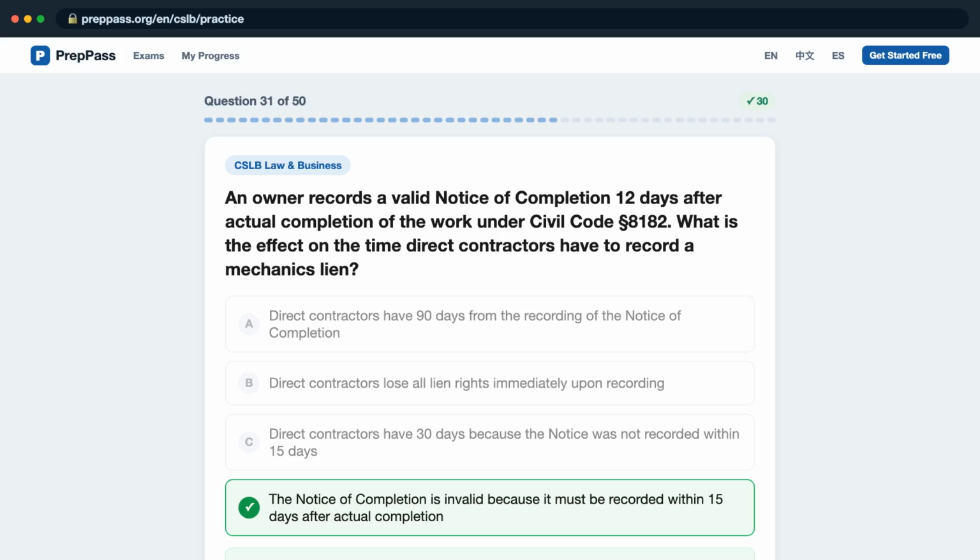Under Civil Code Section 8182, a notice of completion must be recorded within 15 days after actual completion. A notice recorded after the 15-day window has no effect on shortening lien deadlines, so the standard 90-day from completion deadline applies.